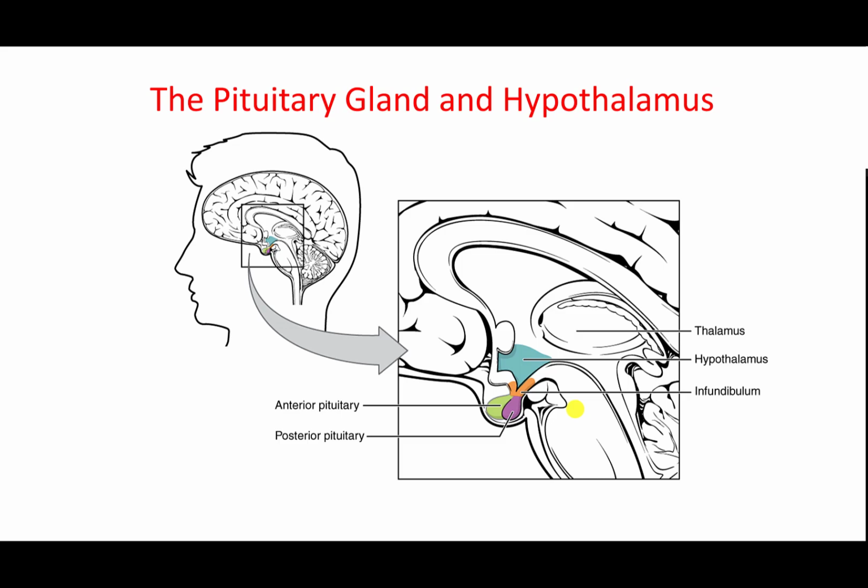The pituitary gland, as we know, is located in the brain beneath the hypothalamus, right? And if you remember, the hypothalamus, we said it has 3 big functions in AB1. One of those functions was homeostasis. The other function was related to emotions. And the third function was controlling the endocrine system. Why does it control the endocrine system? Because it has so much influence over the pituitary gland.